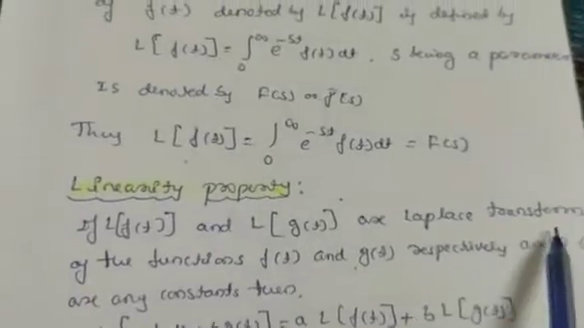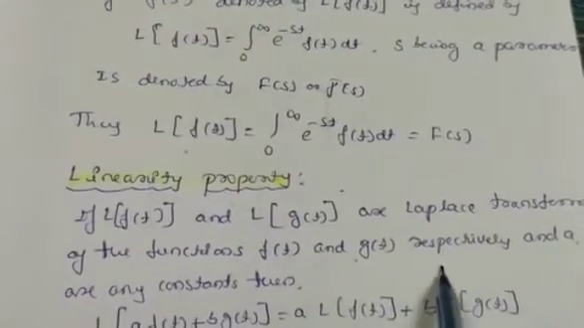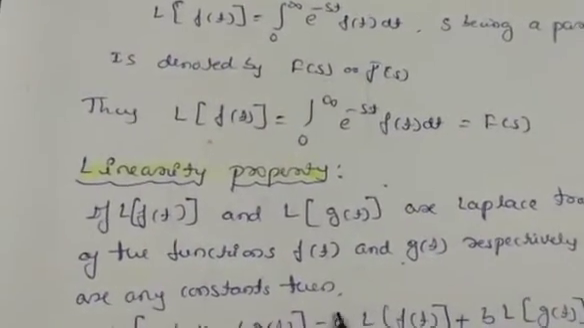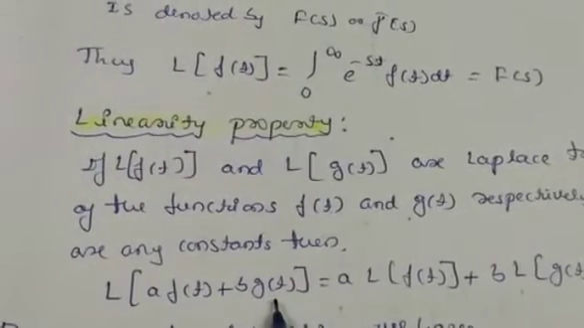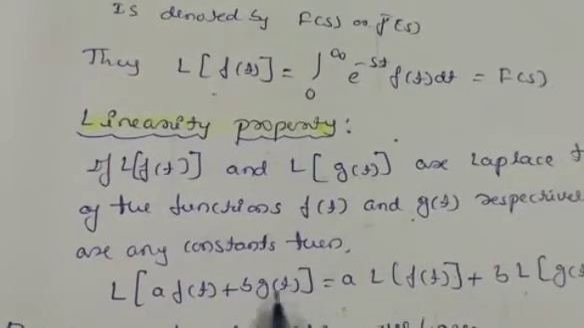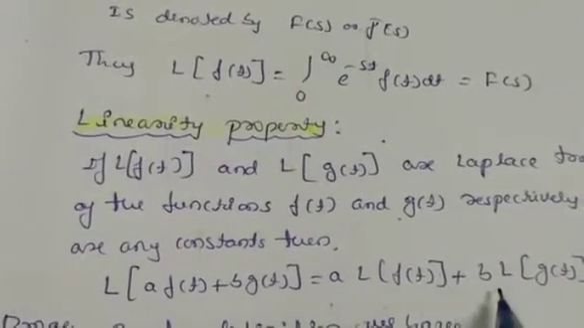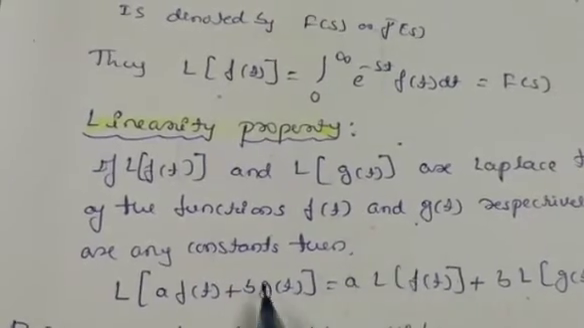If L{f(t)} and L{g(t)} are Laplace transforms of the functions f(t) and g(t) respectively, and a and b are any constants, then the Laplace transform of a f(t) plus b g(t) is equal to a times the Laplace transform of f(t) plus b times the Laplace transform of g(t). Here a and b are constants, so we can take them outside.